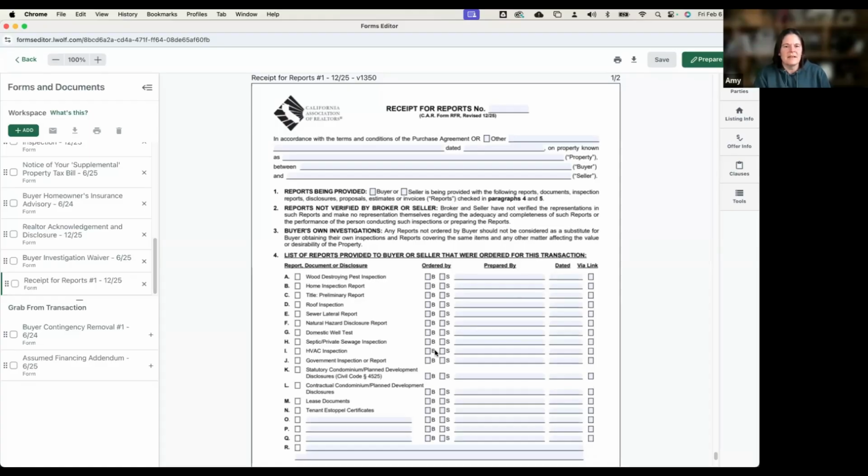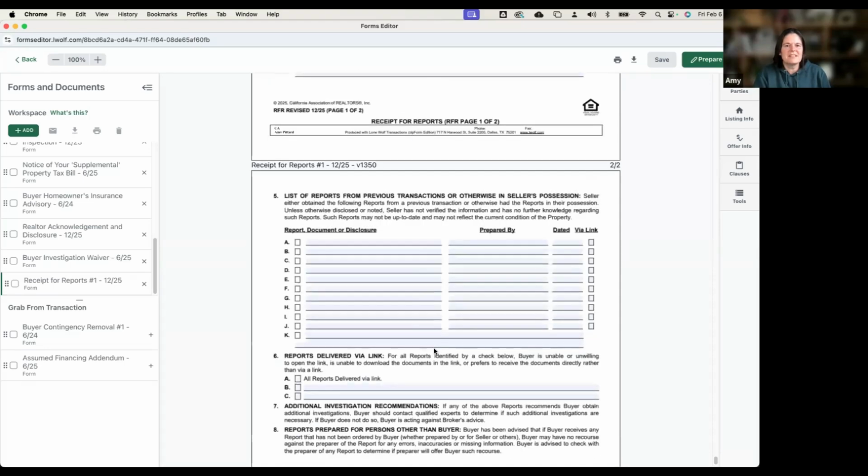Okay. And then here in this next section is a list of reports from previous transactions. So this is where, if that property was in contract already, we got reports. They weren't ordered by the seller. They weren't ordered by the current buyer, our buyer. They were ordered by another buyer. We put them down here on this bottom section.